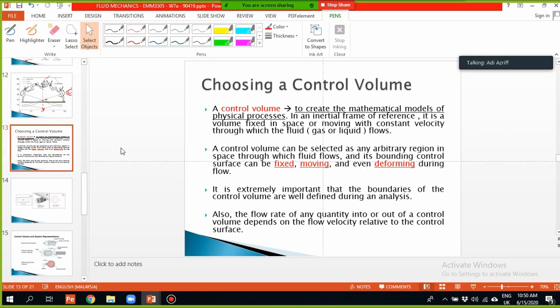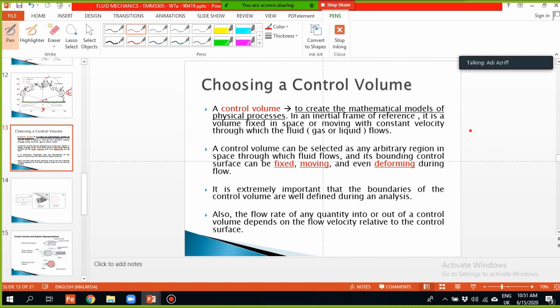Okay, so next we will learn about how to choose a control volume. What is a control volume? I think I have explained it previously in the last chapter. It is to create a mathematical model of a physical process. So it is an inertial frame of reference. It is a volume fixed in space or moving with constant velocity through which the fluid or gas flows.